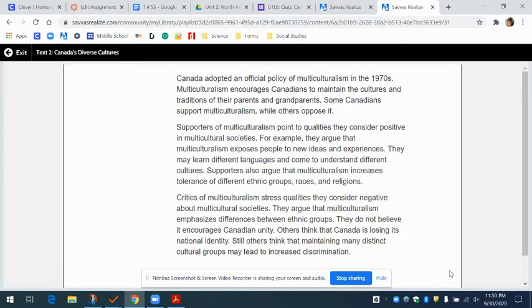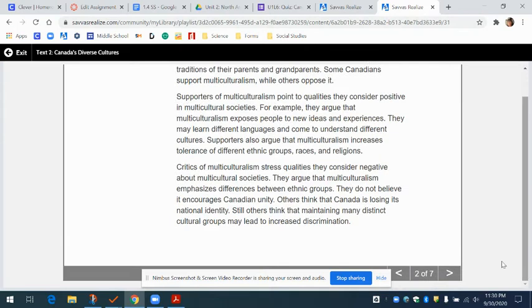Critics of multiculturalism stress qualities they consider negative about multicultural societies. They argue that multiculturalism emphasizes differences between ethnic groups. They do not believe it encourages Canadian unity. Others think that Canada is losing its national identity. Still, others think that maintaining many distinct cultural groups may lead to increased discrimination.